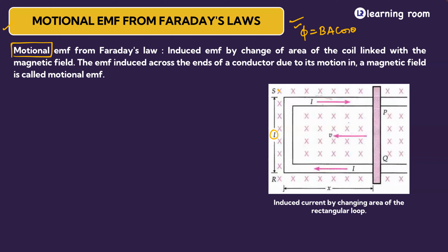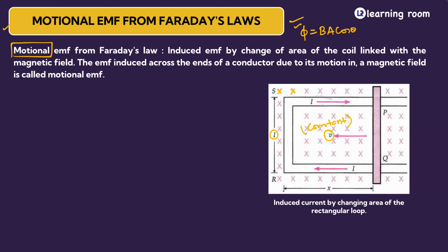Here, there is a magnetic field existing into the plane of the paper, in this direction. The board is acting like the south pole because it is receiving the magnetic field lines. Now we have a conductor moving with a constant speed v in the leftward direction.